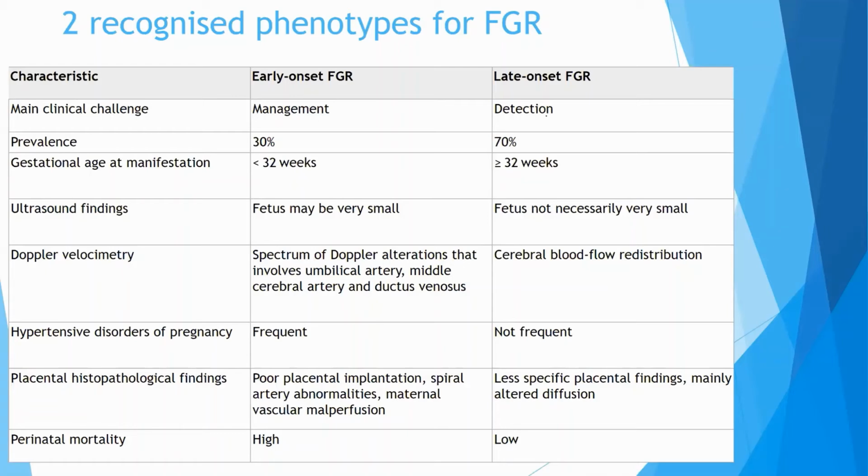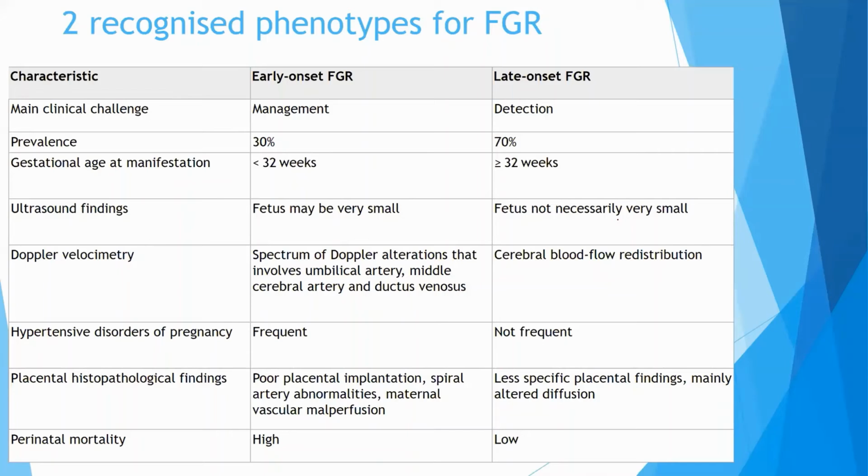Whereas with late onset fetal growth restriction, it is more difficult to detect. It is more subtle. It also occurs in the majority of cases of fetal growth restriction, about 70%, and it occurs later on in gestation, more than 32 weeks. We recognize that the fetuses are not necessarily very small, so that's why it's very difficult for us to detect.